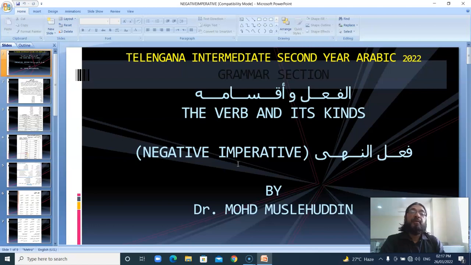Already earlier we had completed the kinds of verbs like perfect tense, imperfect tense, imperative tense, and today we would study the negative imperative.